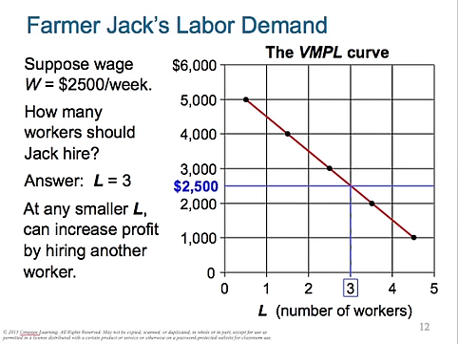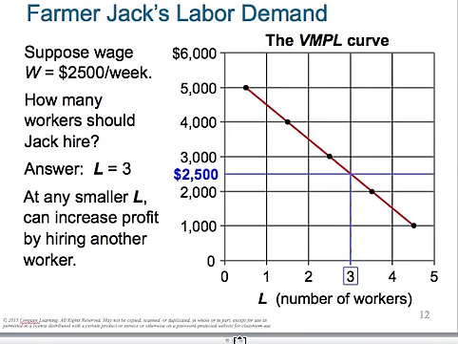Now the logic behind the answer of labor being 3, so L equals 3, is the same marginal analysis that you have seen in other contexts in previous chapters. At any L smaller than 3, you can increase the profit by hiring another worker. For example, suppose Jack has 2 workers, L equals 2, and the value of marginal product of labor is greater than the wage. In other words, the increase in revenue from hiring one more worker exceeds the increase in cost of the wage. So hiring one more worker would increase profit.